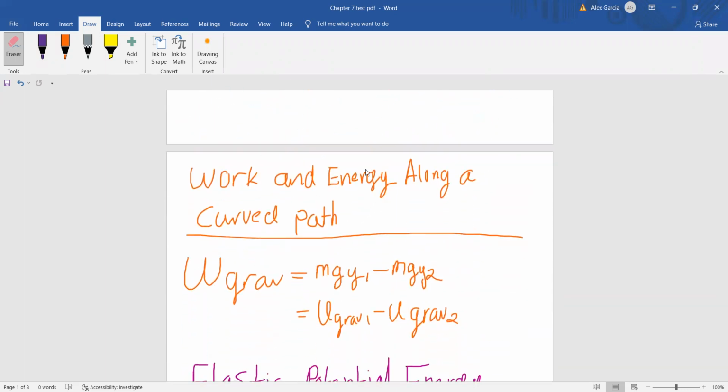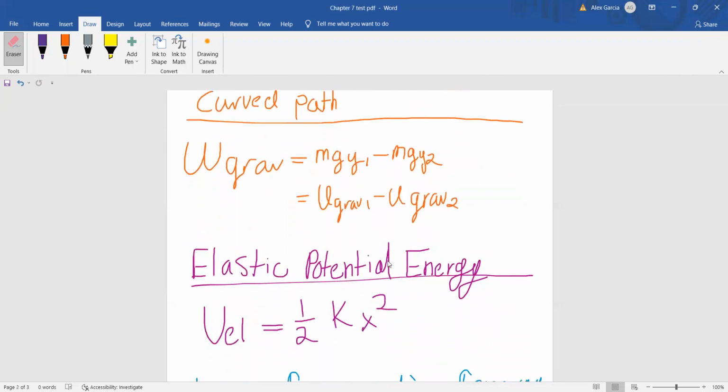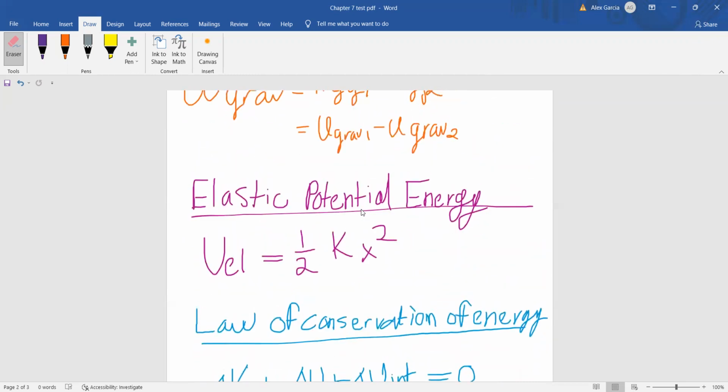Next, we have work and energy along a curved path. We saw something similar with kinetic energy in the last chapter. It's saying that the work along this path is equal to your mass times gravity times y1 minus your mass times gravity times y2, or your U grav 1 minus your U grav 2, and that'll equal the work of gravity, which I think makes sense. This is what you'll run into when you're looking at a graph. Important to know is that you can manipulate this so that the work of gravity plus U grav 2 is equal to U grav 1. If you have two of these, you can find the third. This is stuff we've seen before with manipulating equations.